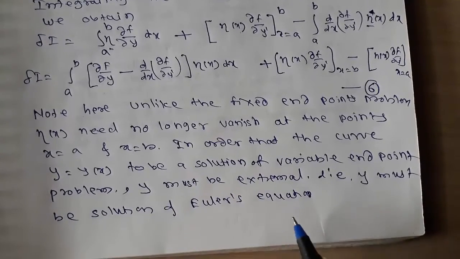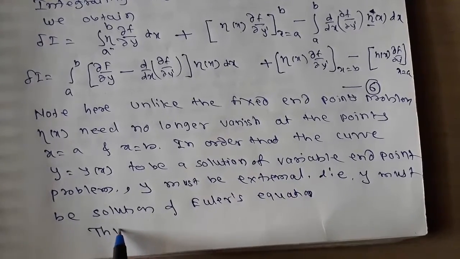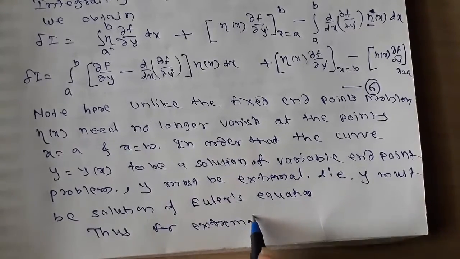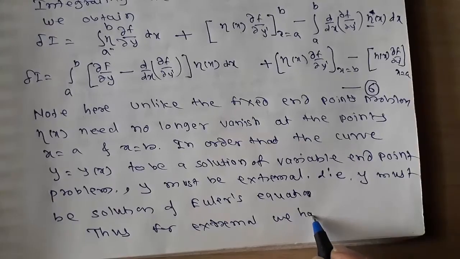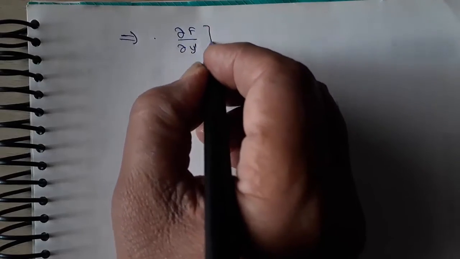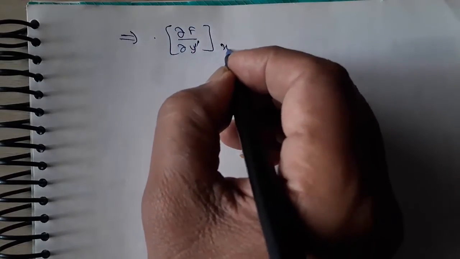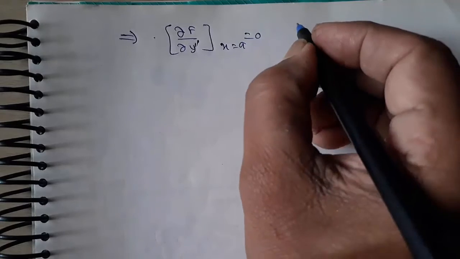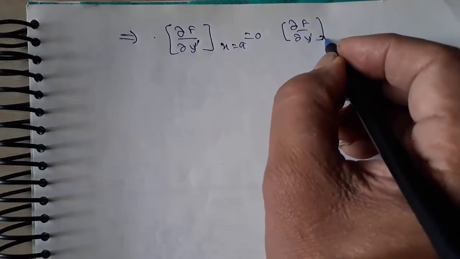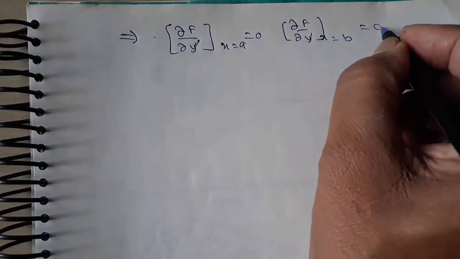Thus, for extremal, we have delta I equal to 0. Delta I equal to 0 implies that dou f by dou y dash at x equal to a must be 0 and dou f by dou y dash at x equal to b must be 0.